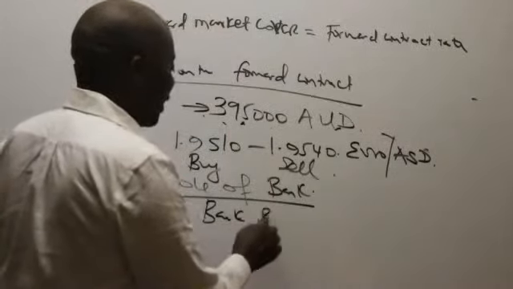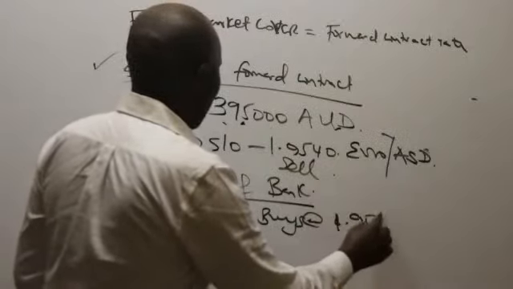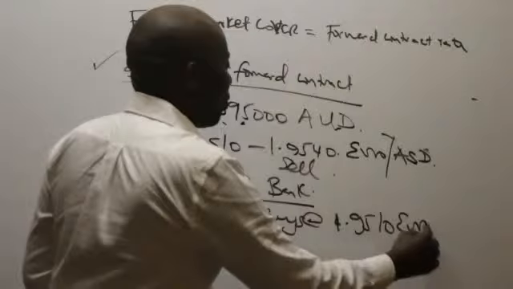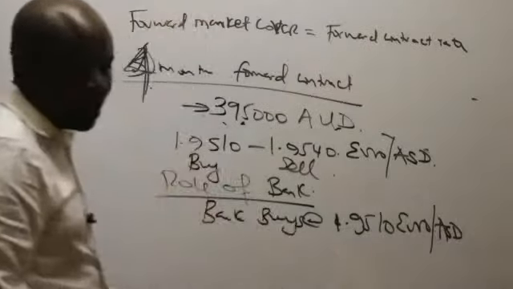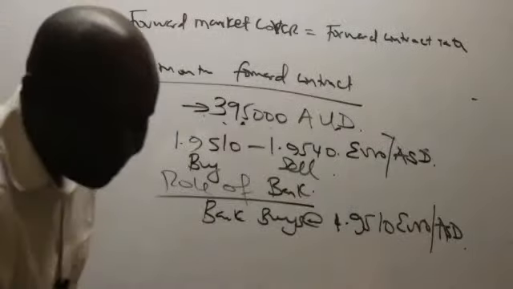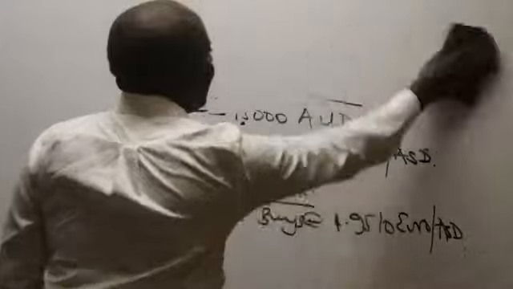So the bank buys at what rate? At 1.9510 euro per AUD. So please go ahead and exchange for us.